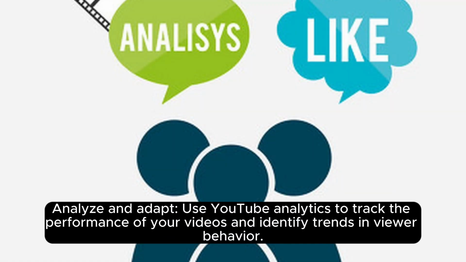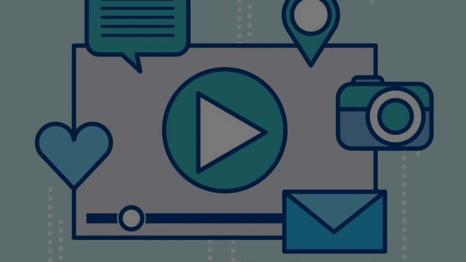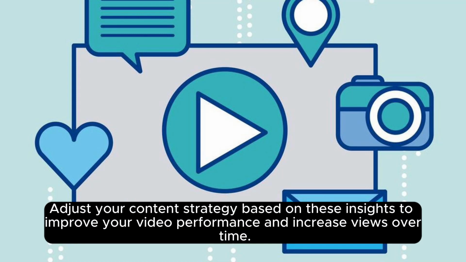Analyze and adapt. Use YouTube analytics to track the performance of your videos and identify trends in viewer behavior. Adjust your content strategy based on these insights to improve your video performance and increase views over time.